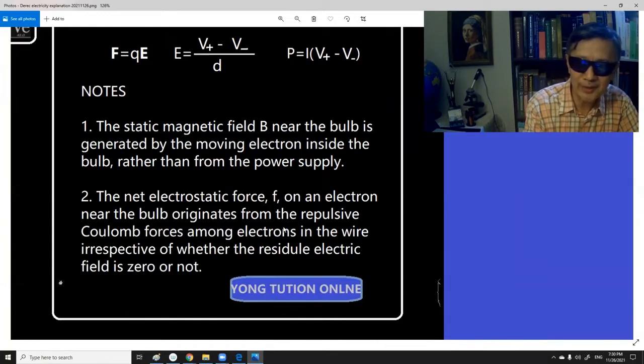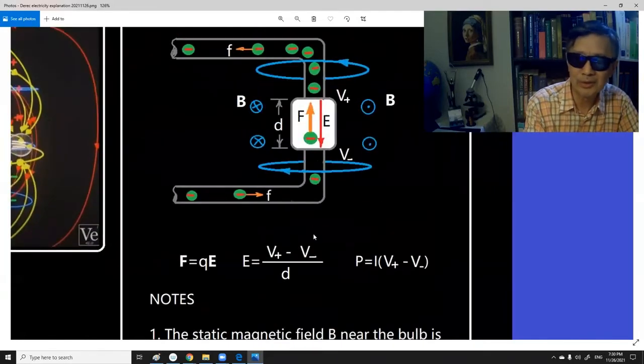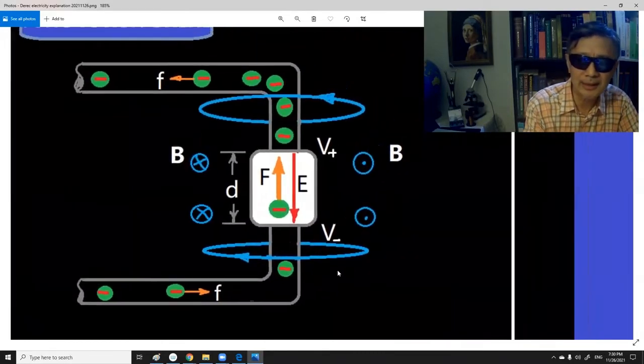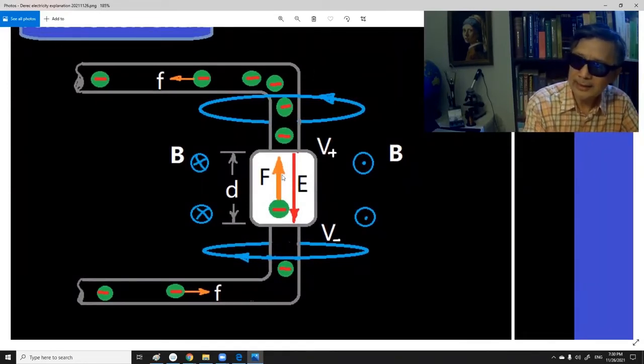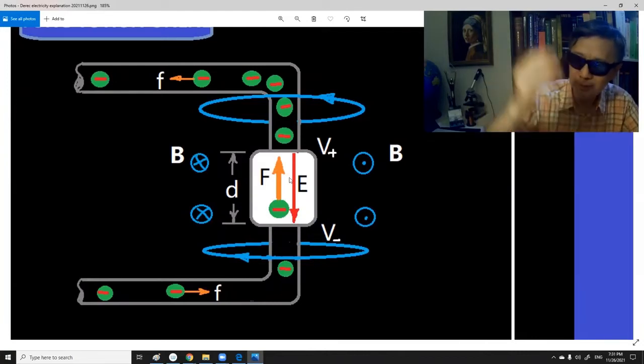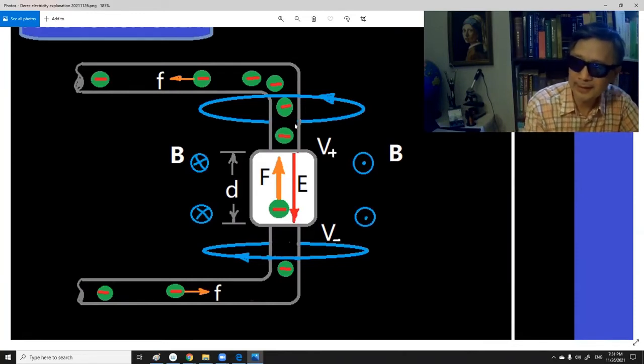near the bulb originated from the repulsive Coulomb forces among electrons themselves in the wire, irrespective of whether the residual electrical field is zero or not. What does that mean? If you go to the diagram here, you can enlarge this one. Because the local electrons near the resistor, or inside the resistor, are constantly forced to move upward, you can see the density of electrons in the upper end will increase. Hence, the inter-electron distance will decrease.